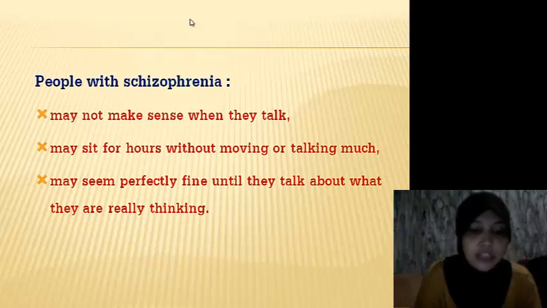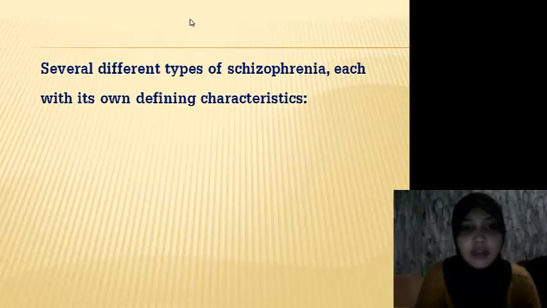Delusion here, the patient has false beliefs of persecution, guilt, and grandeur. They may feel things are being controlled from outside. It is not uncommon for people with schizophrenia to describe plots against them. They may think they have extraordinary powers and gifts. Some patients with schizophrenia might hide in order to protect themselves from an imagined persecution. Here, there are several different types of schizophrenia, each with its own defining characteristic. The first is paranoid schizophrenia.